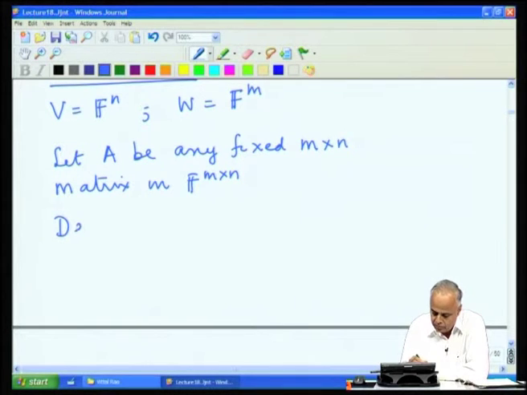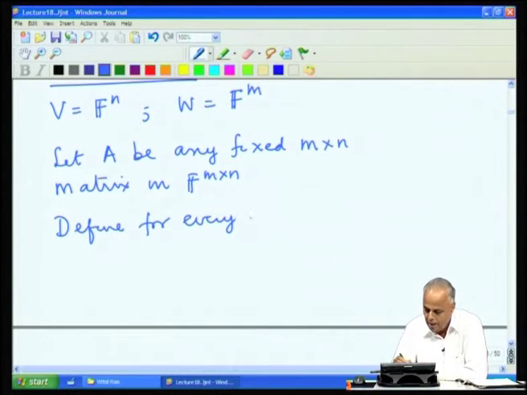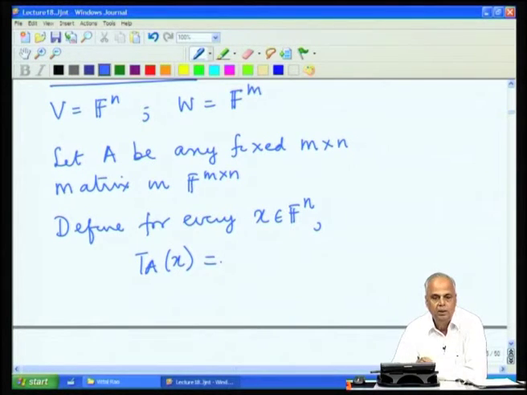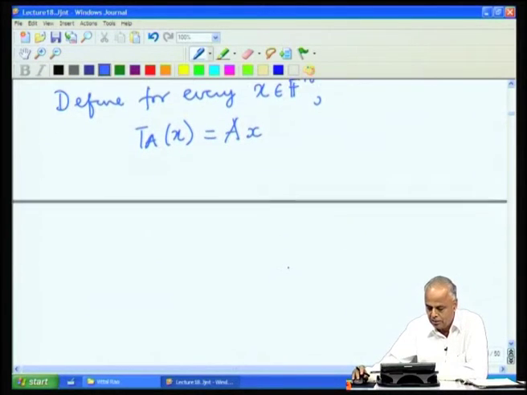So, take any fixed m by n matrix over F, consider the vector spaces Fn and Fm. Now, define for every x in Fn, TA of x as follows. Simply pre-multiply the vector x by A. So, for every x in Fn we construct Ax and we call it TA of x. This function converts the vector x to the vector Ax, and this function is generated out of the matrix A. So, we call it T sub A. So, TA of x is Ax.